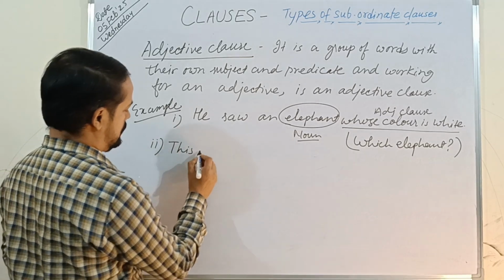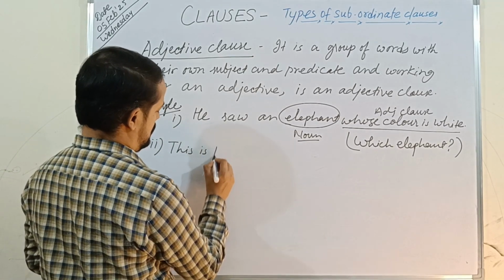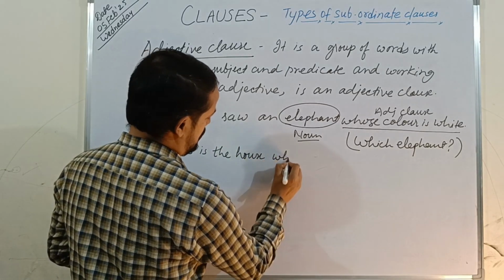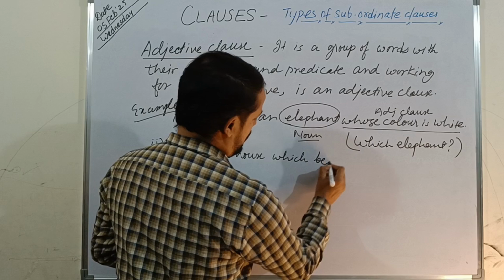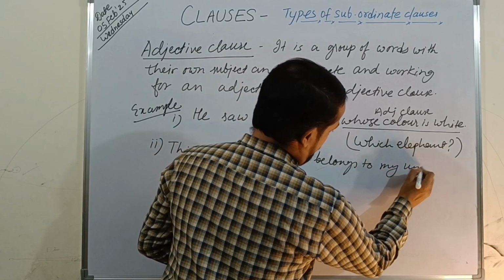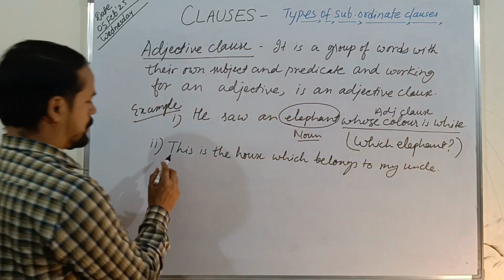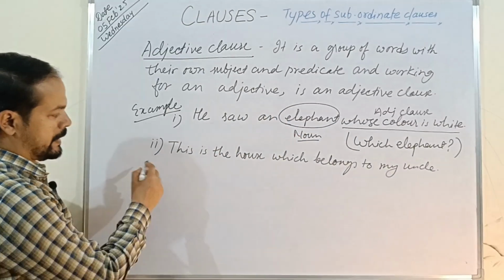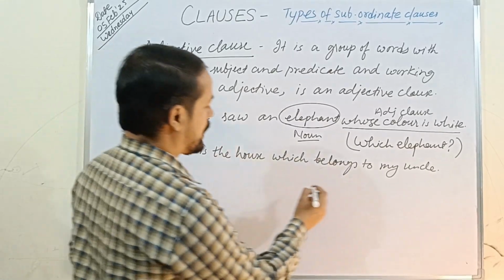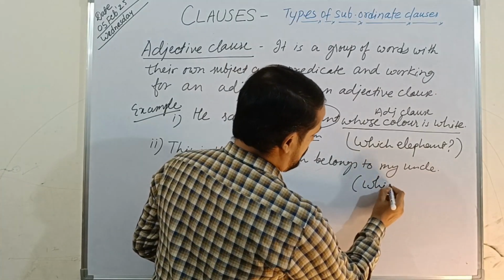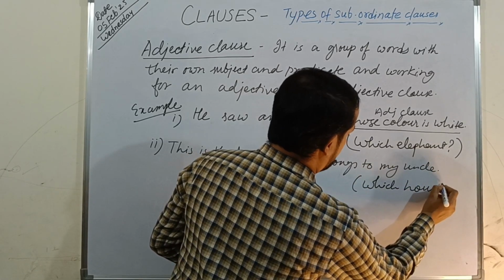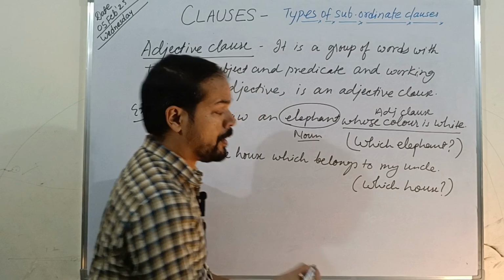This is the house which belongs to my uncle, right? So this is the house. So in this sentence you can ask yourself the question, which house? Okay, which house? So we are actually talking about which house, or we can also say what kind of a house.